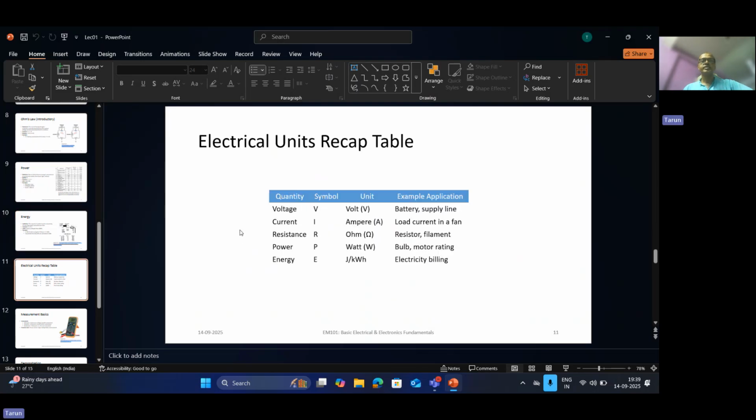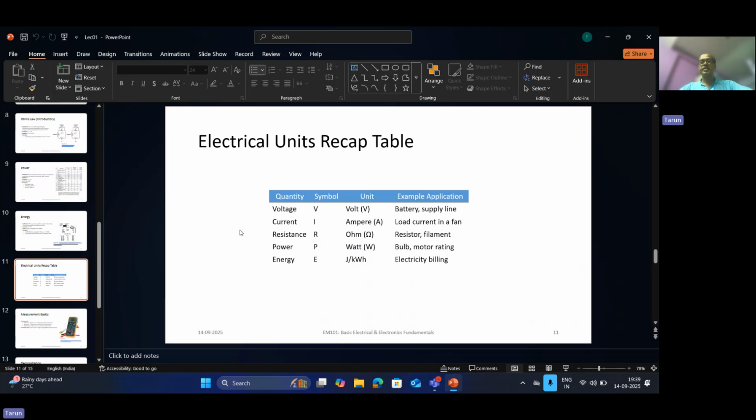Now, recapitulate the electrical units. The unit of voltage is volt, the unit of current is ampere, and the unit of resistance is ohm. The unit of power is watt, and the unit of energy is joule or kilowatt hour.